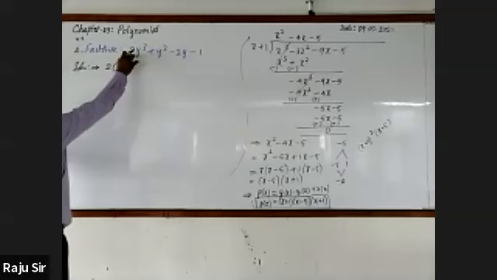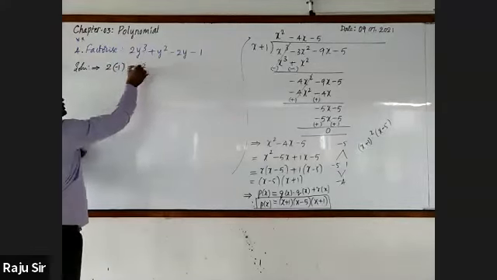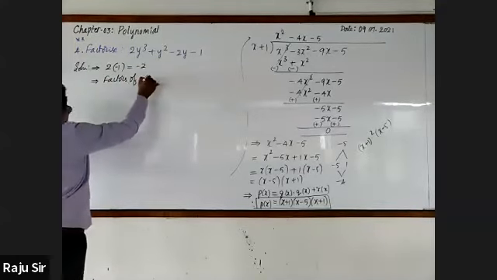First constant is 2, last one is minus 1, 2 into minus 1 is minus 2. Factor is plus or minus 1. Very good. Factors of 2 are plus or minus 1 and plus or minus 2.